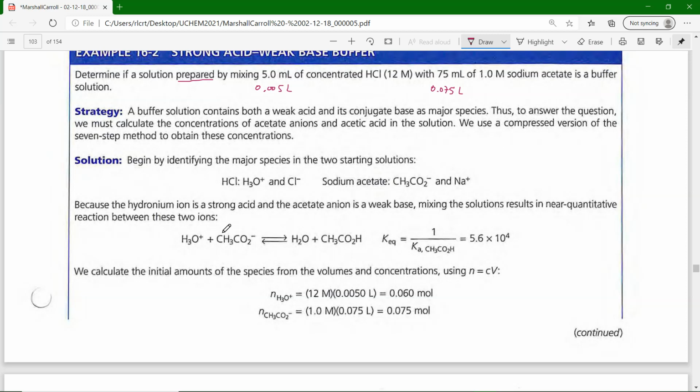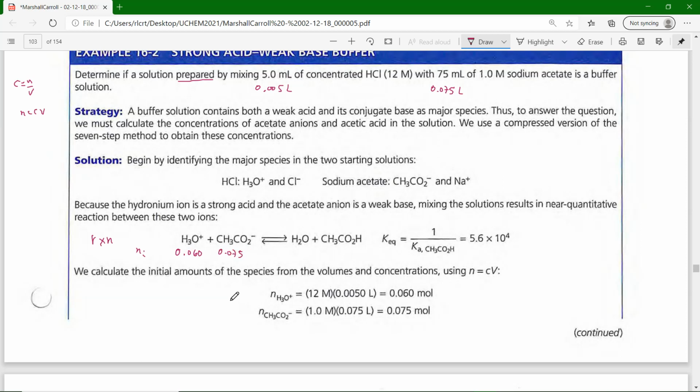Clear 1 divided by 1.8 by 10 to the negative 5 is 5.6 by 10 to the 4. So that works. Good. So that's my reaction. And my initial amounts, I write Ni for initial amounts of moles. So the moles of H3O plus, remember C equals N over V, so N equals C times V. So 12 molar times 0.005 liters. So I have 0.06 moles of H3O plus, and of the acetate, I got 1 molar times 0.075 liters, so 0.075 moles.